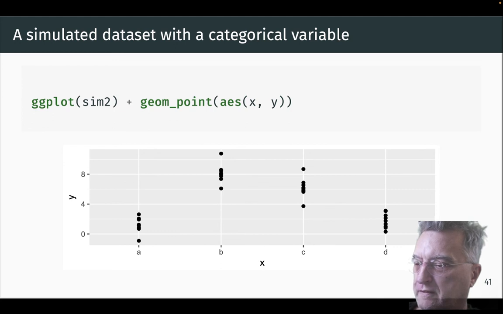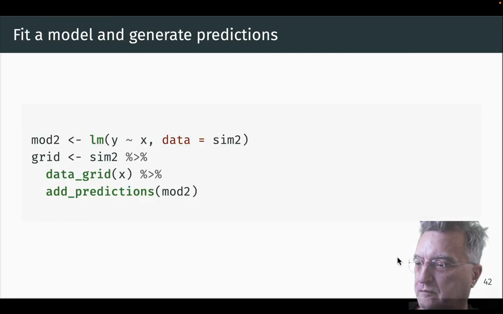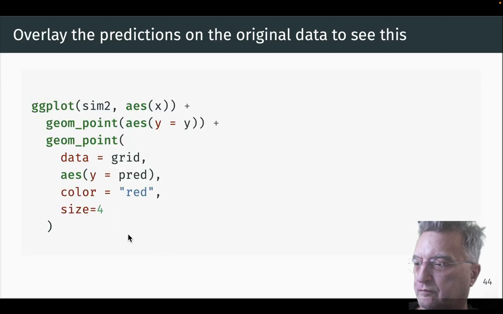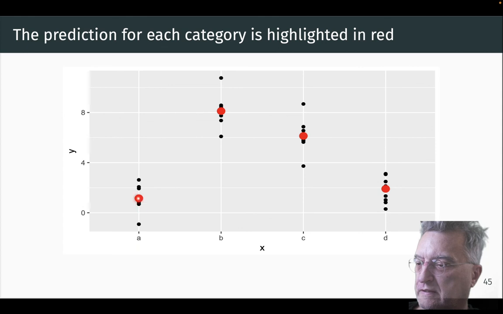So here's a simulated data set with a categorical variable where the categorical variable is A, B, C, or D. We can fit a model and generate predictions. And the predictions are the mean for each category in a categorical variable. We can overlay the predictions on the original data. So here's the original data, and here are the predictions. And so these predictions are, again, just the mean for each category.